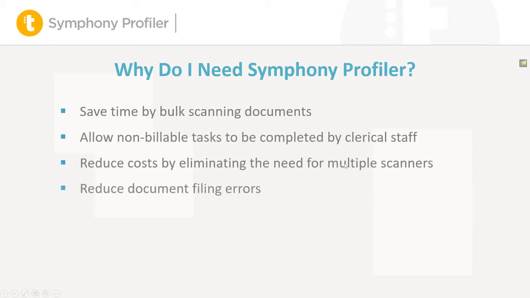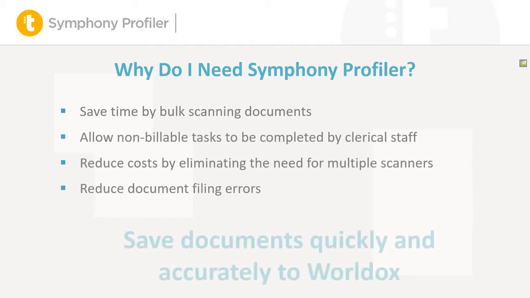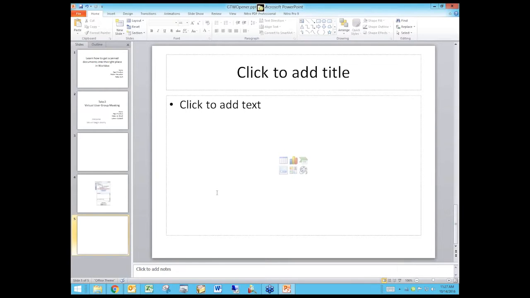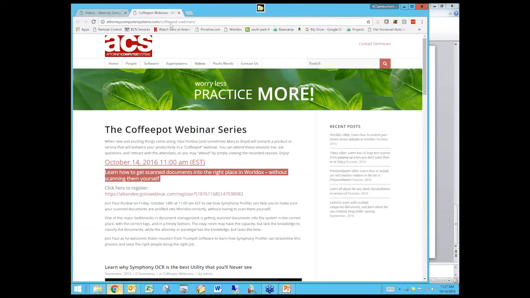Robin? Yes, ma'am. I do have a question. James would like to know does this work in conjunction with Symphony OCR? I appreciate that question. As a matter of fact, it does. That's the perfect thing: as soon as the document is scanned and saved within Worldox, now Symphony Profiler is going to come behind and realize that something new has been saved, and it's going to OCR the document. So yes, the 2 products are designed to work hand in hand. Awesome.